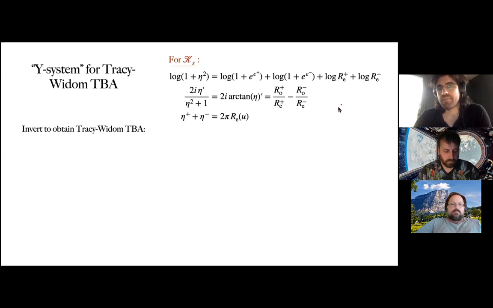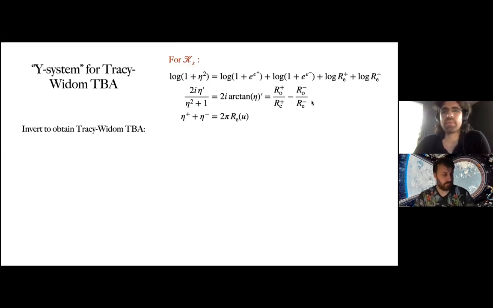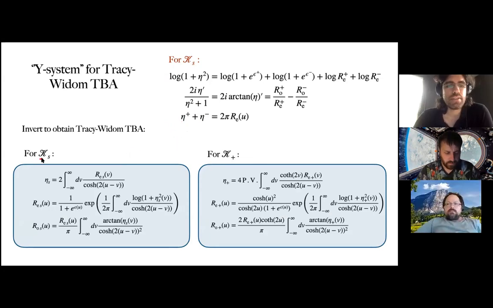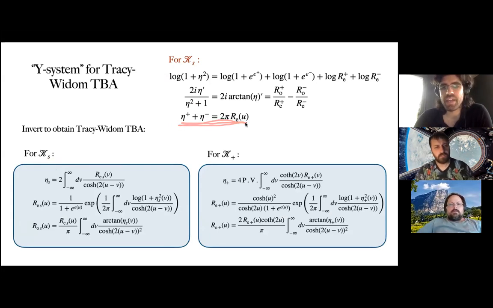For K plus, we have another type of equations that look very similar, but they are slightly different because the kernels are different. Inverting these equations is straightforward by Fourier transform, and what we get is precisely the Tracy Widom TBA. For example, for Ks, this equation looks very similar, and we can invert it, if everything is well behaved, with a Cauchy kernel, so that's why we get this equation here.